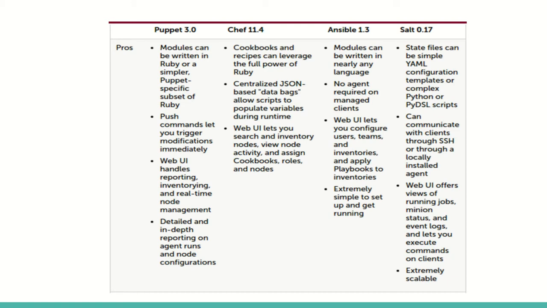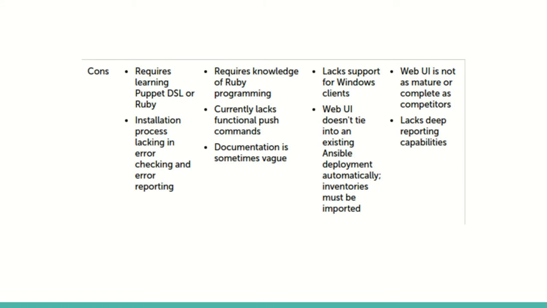So the state files can be simple YAML configuration templates or complex Python. And then they can communicate with the clients through SSH if the Salt minion daemon cannot be installed on the node. Also, it's extremely scalable because of the existence of the multiple Salt masters and the tiered architecture of the Salt master system. A few cons would be that it lacks reporting capabilities, and because it is not mature, the web user interface is not very developed compared to the competitors.